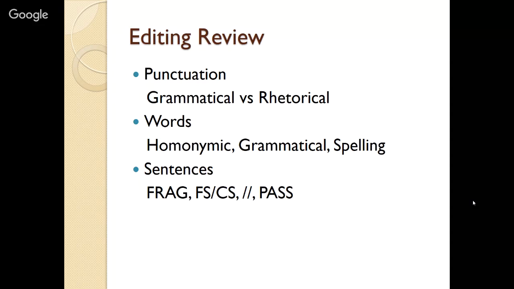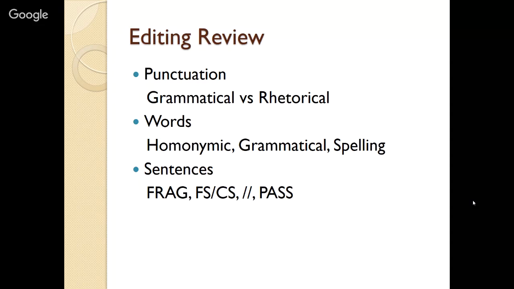In terms of words, there are three basic types of word errors, which are homonymic. These are words where people get confused based primarily on the way the words sound. So you're dealing with homophones. Grammatical errors are those where people just use the wrong word because they don't understand the meaning of the word. And then you have simple spelling errors where people just spell the word wrong.